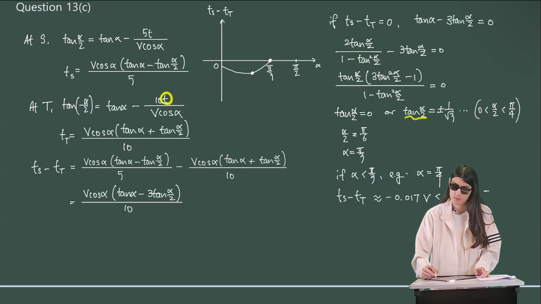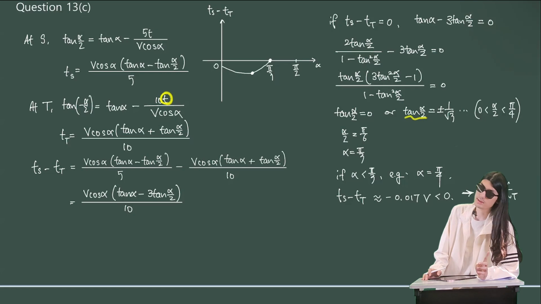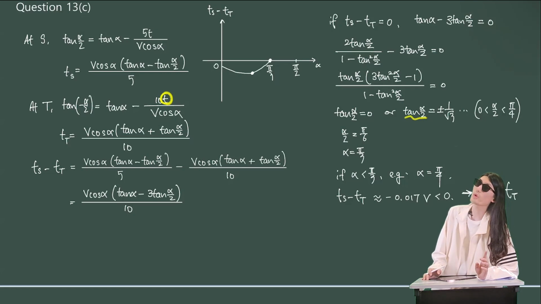Such that Ts is then less than Tt. Ts is less than Tt, meaning the particle reaches point S before it reaches point T if alpha is less than pi on 3. Okay?